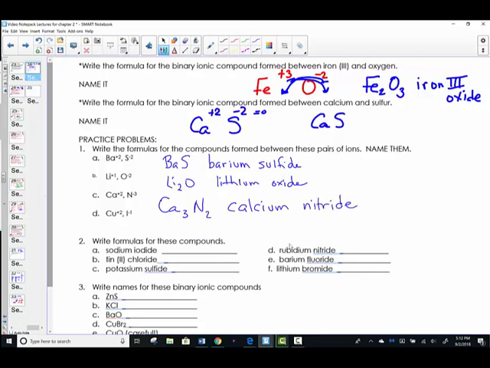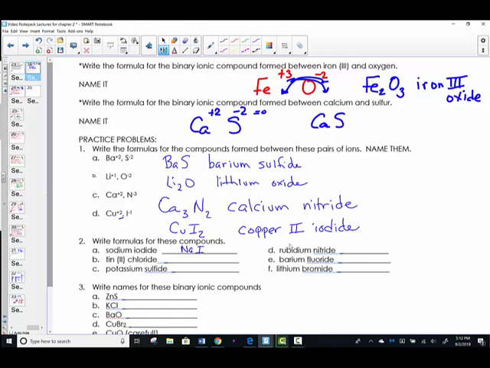Copper plus 2, iodide, that's an I with a negative 1, so we need to crisscross, CuI2. Copper requires a Roman numeral. And it comes from the charge, not how many you have in the formula, but the charge that it carries, copper 2 iodide. And again, I'll let you check your work.